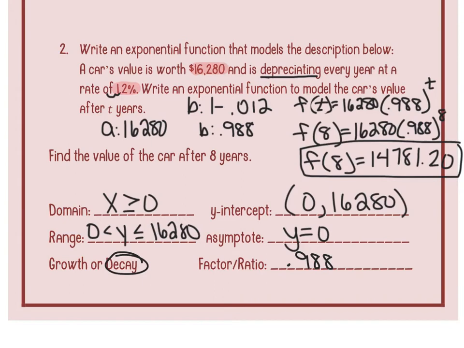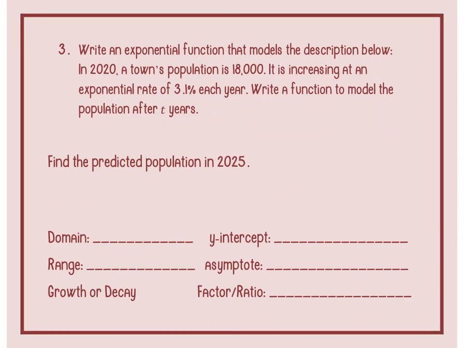Okay. Let's try one more. In 2020, a town's population is 18,000 people, okay? It is increasing at a rate of 3.1% each year. Write a function to model the population after T years. What did they give us? They gave us a starting population. They gave us the percent, and the keyword they used this time was it's increasing. So A is 18,000.